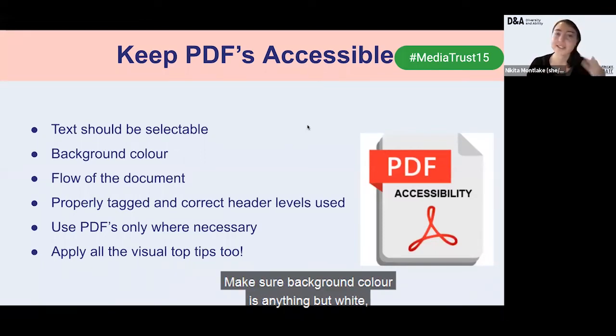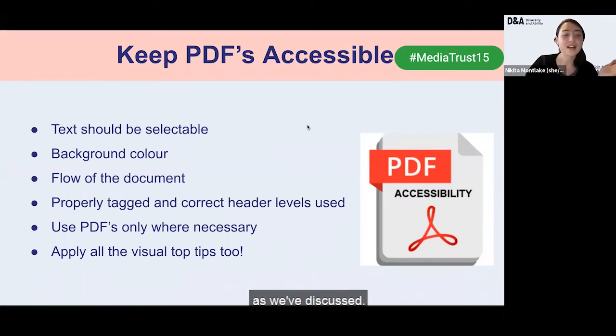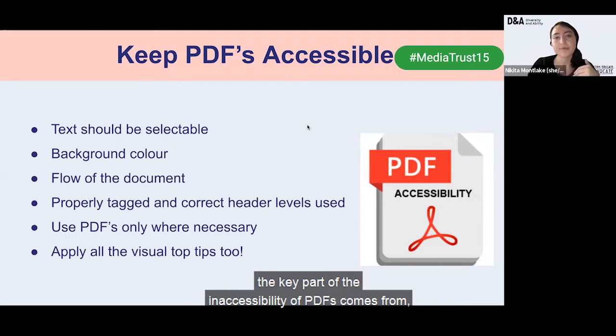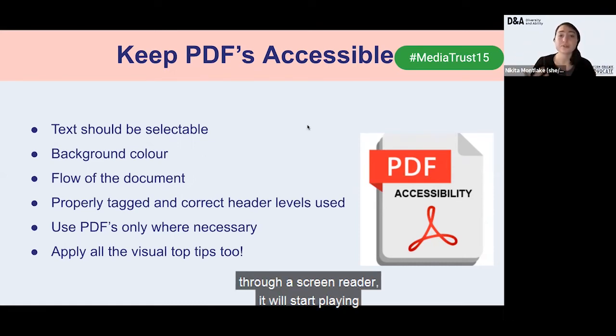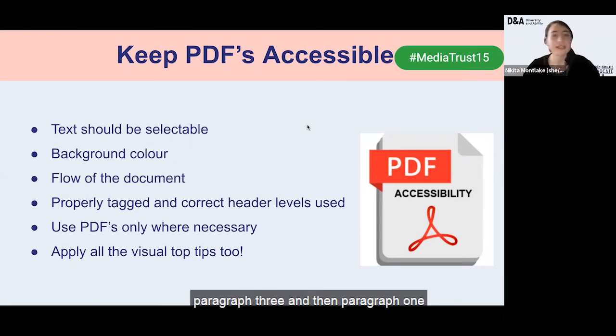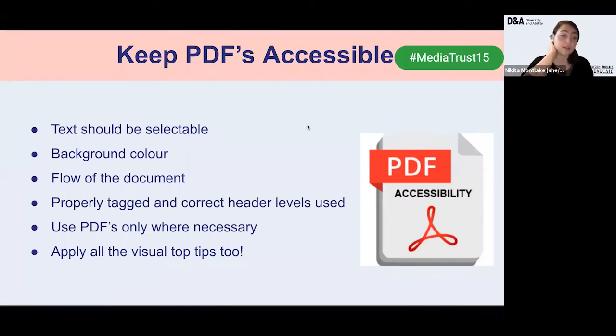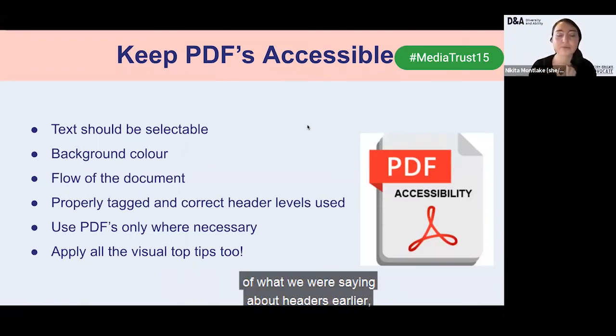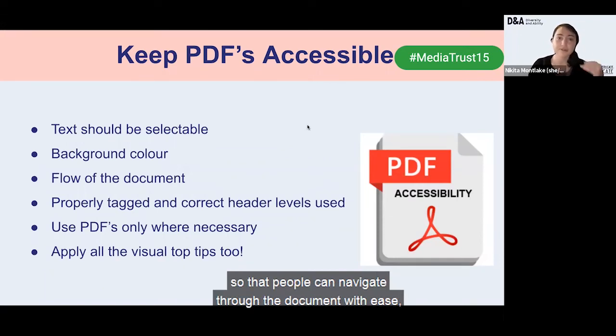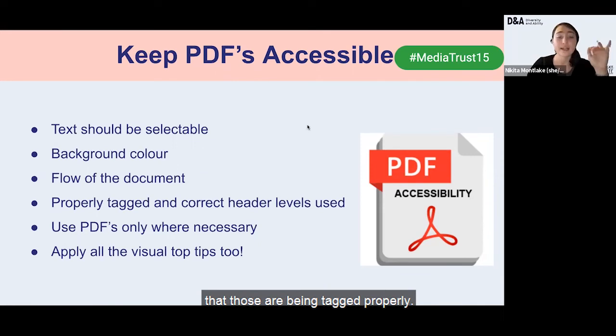Make sure the background color is anything but white, as we've discussed. The flow of the document. This is where the key part of the inaccessibility of PDFs comes from: often they will shift the paragraphs around. So if you're consuming the document through a screen reader, it'll start playing paragraph 3 and then paragraph 1 and then paragraph 5. This happens a lot, which is why they've attached that accessibility feature. So when you run it through the program, it'll be able to make sure that the flow is in the right order. Properly tagged and correct headers. This goes back to what we were saying about headers earlier, so that people can navigate through the document with ease. So we need to make sure that those are being tagged properly.